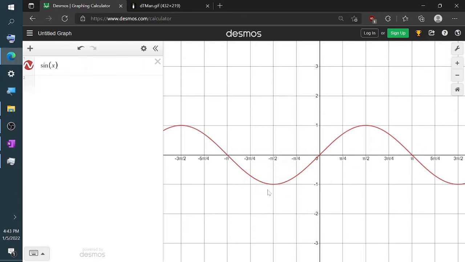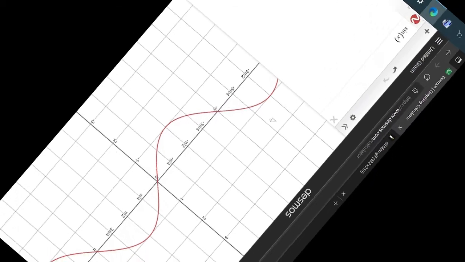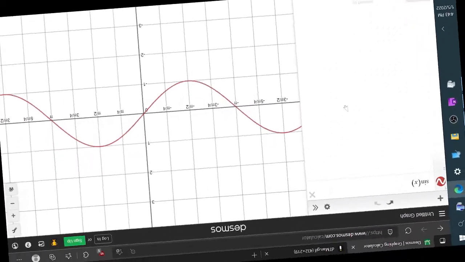I wonder if I could show that in the video. If I can figure out my editing skills, I will try and show this graph rotating. We'll figure that one out later.